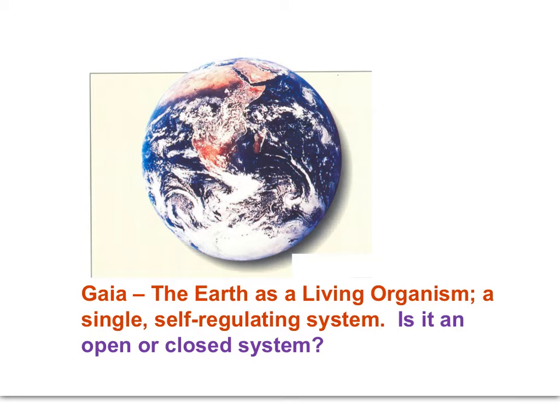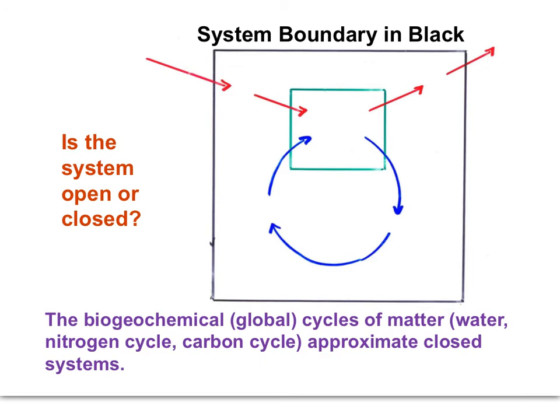Sunlight enters, heat leaves, and matter does not enter or leave. Geochemical cycling of matter occurs within the system. Here is a diagram of a closed system. You can see energy in red entering, passing through, and leaving the system. You can see geochemical cycling of matter within the system.